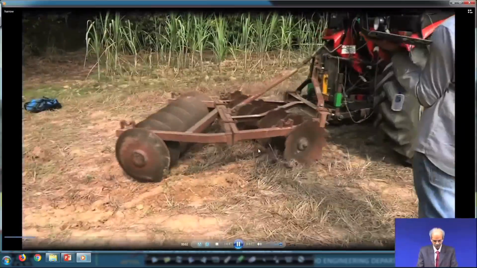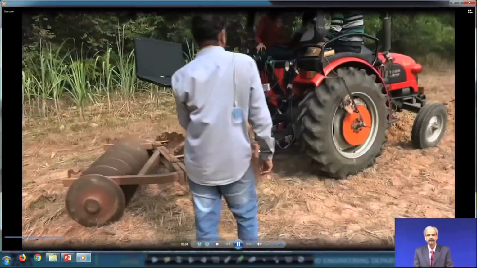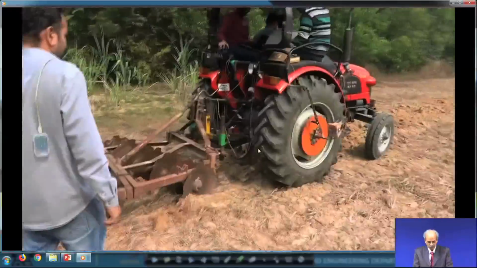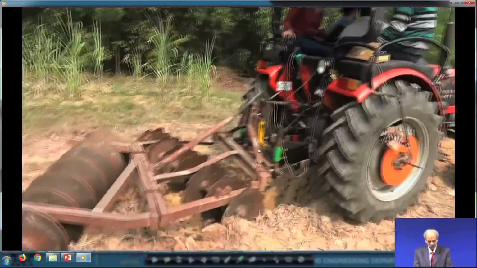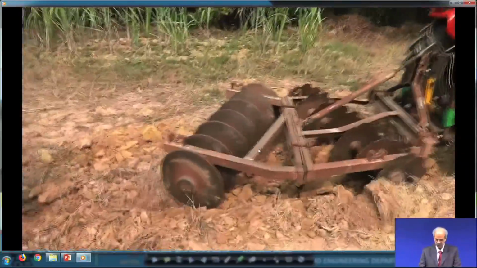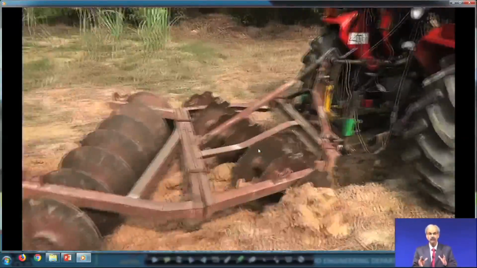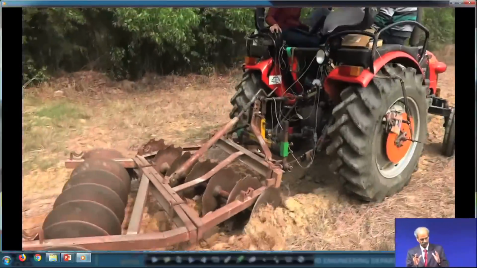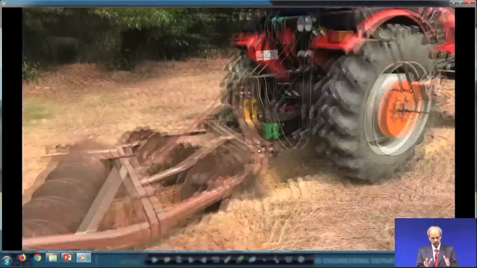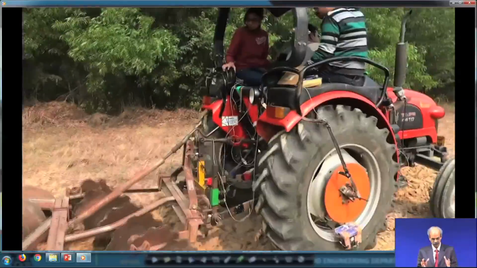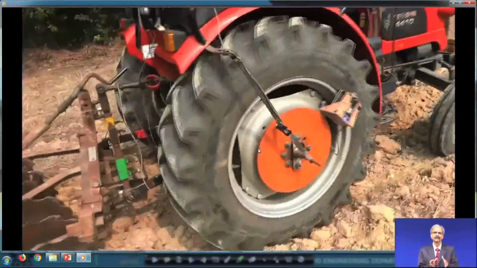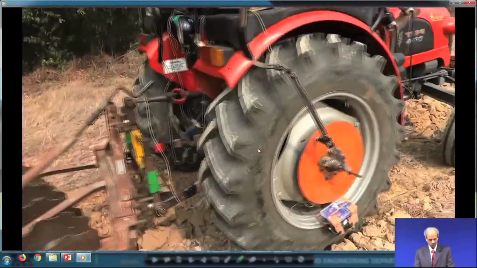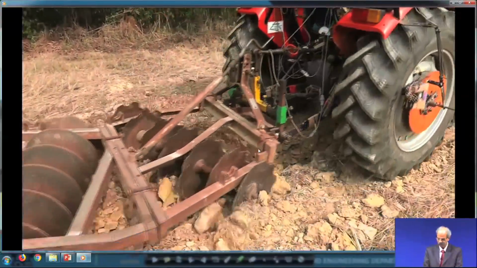Similarly, you can see this for a disc harrow, and see the arrangement here. Same tractor, same instrumented tractor has been used, and all these arrangements are the same, only the implement has been changed. Just to demonstrate to you that it is possible to measure these forces using any equipment or implement which is connected to the tractor. All these details are there.